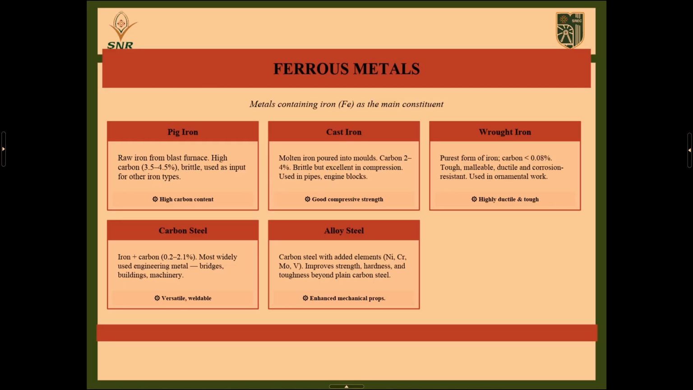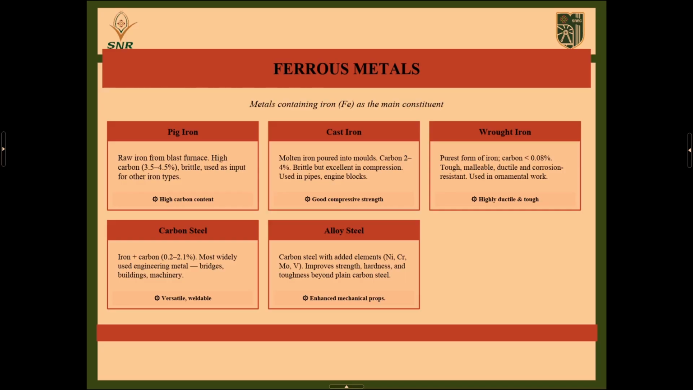Let's go deep into ferrous material: metals that contain iron as the primary element. All ferrous metals are generally magnetic due to their iron content. We have 5 major types: pig iron, cast iron, wrought iron, carbon steel and alloy steel. Pig iron is raw iron straight from the blast furnace. Carbon content is very high, 3.5 to 4.5%, making it extremely brittle. It is not used directly but serves as a raw material input for all other iron and steel types.